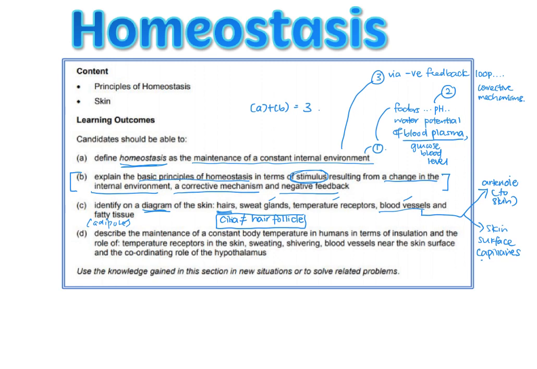The next one is about temperature regulation. In terms of temperature regulation: temperature receptor, sweating. You must know how to describe the effect on body temperature. Shivering, blood vessel near the skin surface, very stupid one. This one is talking about this one. You write this one wrong. It must be this one. And the coordinating role of the hypothalamus means you need to mention this in the answer, how we coordinate the whole temperature regulating portion.